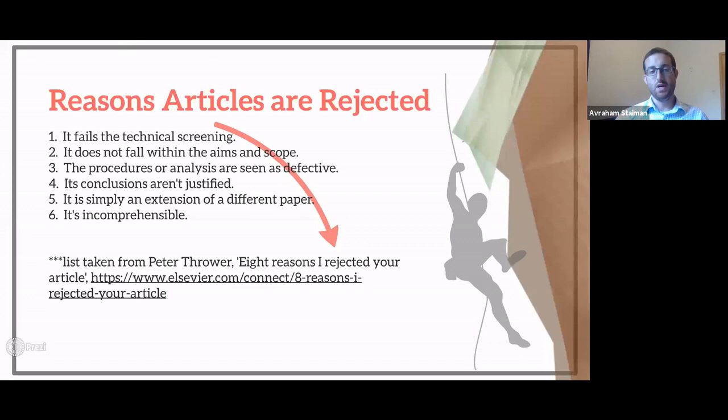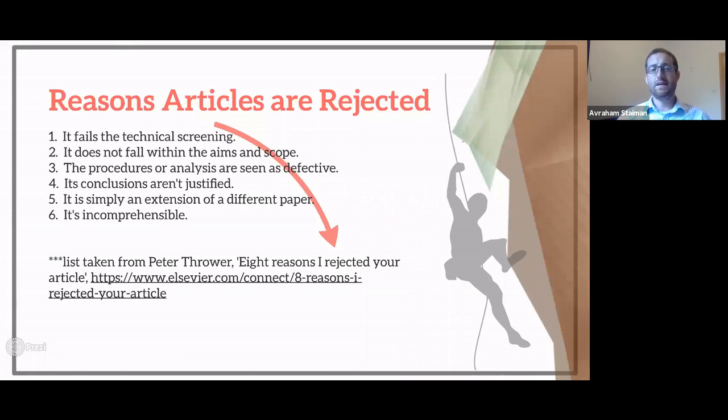So I took this list from a scholar named Peter Thrower, who's a journal editor, and he gave his favorite 8 reasons why he rejects submissions and what to avoid in the process. And I think that by understanding what we need to avoid, it can help us in understanding what we can and should do. Now, I know there are only 6 lines here that I included. I took the 6 that I think are most critical, but I do invite you to click on the link and check out the full list as well as some other resources there.